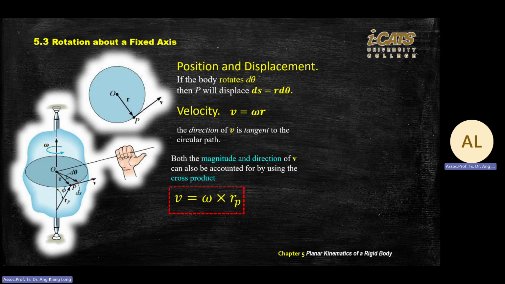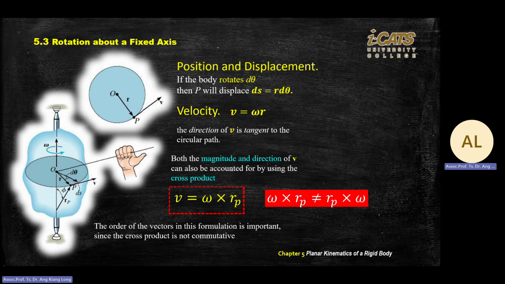But in your test, I won't ask you to do cross products. I don't test you much on the mathematics derivation things, but on application of formula. So just need to remember, because you're dealing with vectors and you're using cross product, omega cross r is not the same as r cross omega. The direction is different, directly opposite of each other.